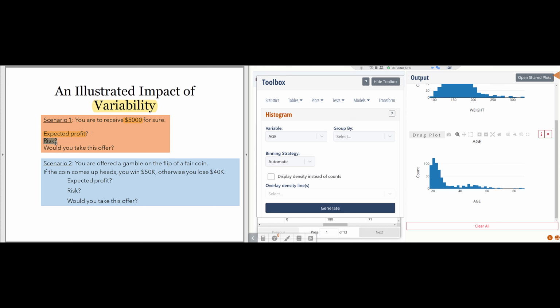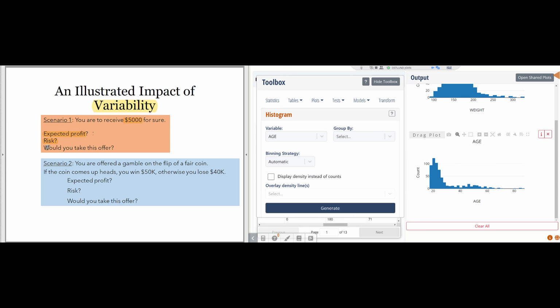What is your risk from this deal? That is, what is the mean dollar amount that you expect to get if you take this deal? Well, it's going to be $5,000. It's going to be the sum of all the possibilities divided by the number of possibilities. In this case, it's just going to be 5,000 divided by 1, and so the expected profit here is $5,000. And what is the risk in this scenario? Well, there's no risk, assuming I'm not a liar and assuming I actually have $5,000 to give you. So there's no risk.